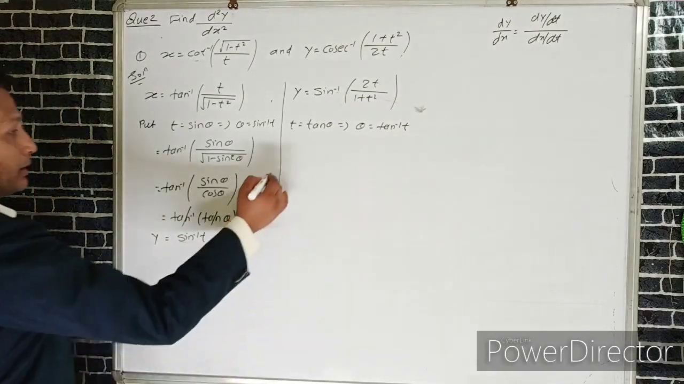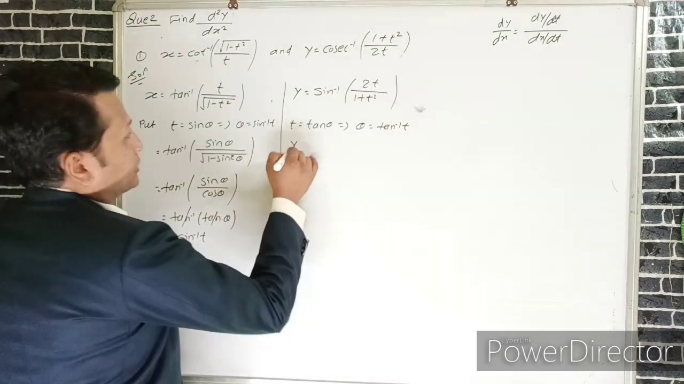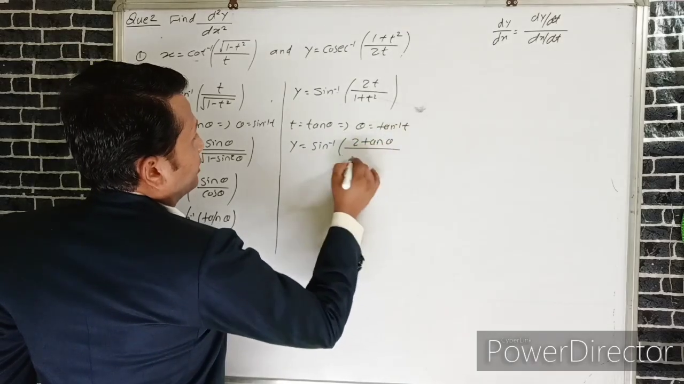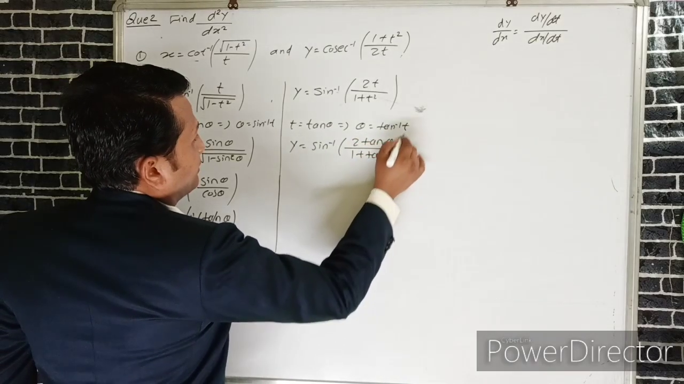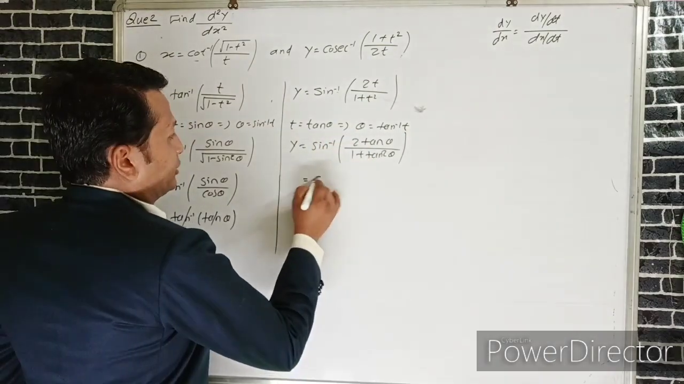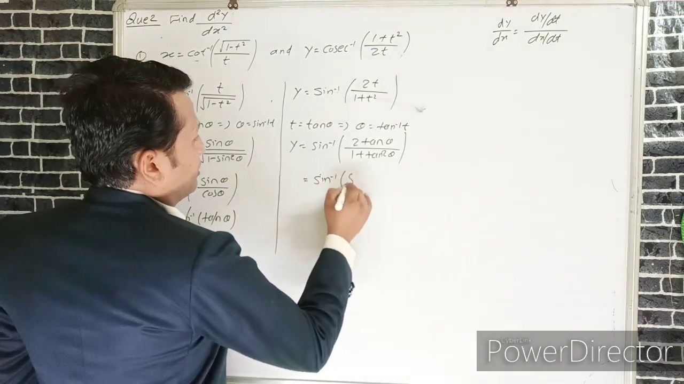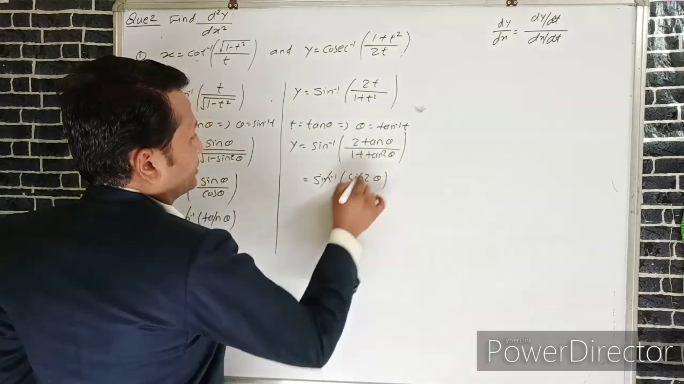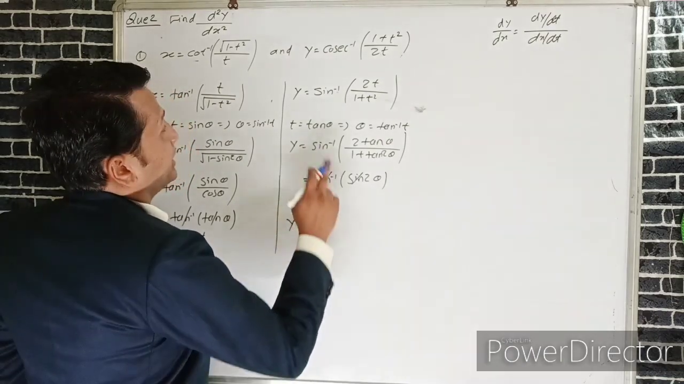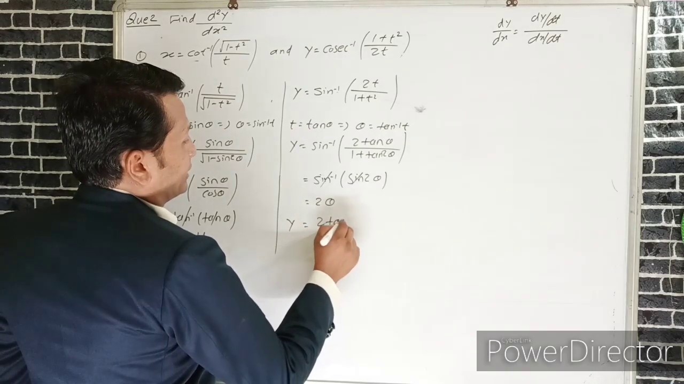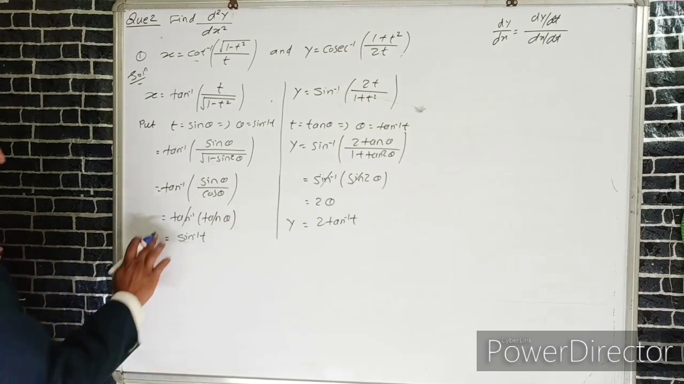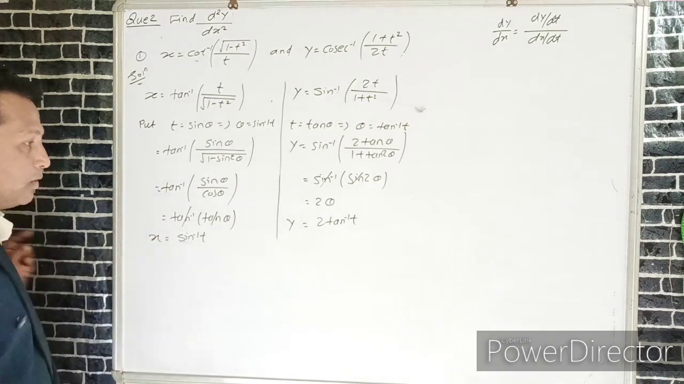Now, similarly we can write y equals sin inverse of 2 tan theta upon 1 plus tan square theta, which is the formula of sin 2 theta. We can write it as sin inverse of sin 2 theta. Here sin inverse and sin cancel, we can write 2 theta, and the value of theta is tan inverse t, meaning 2 tan inverse t. Now, which is the value of x? Sin inverse t. Value of y?